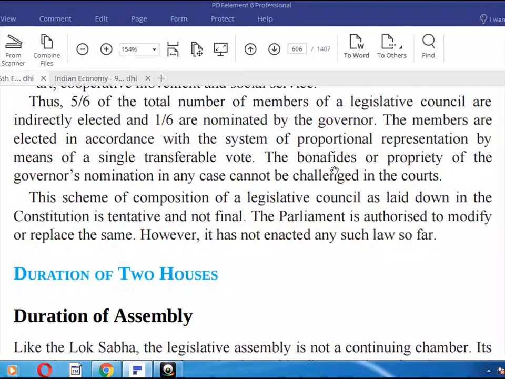That's 5/6 of the total number of members of the Legislative Council are indirectly elected, and the remaining 1/6 are nominated by the governor. The members are elected in accordance with the system of proportional representation by means of a single transferable vote. The validity of the governor's nomination in any case cannot be challenged in the courts. This scheme of composition of the Legislative Council, as laid down in the Constitution, is tentative and not final. Parliament is authorized to modify or replace the same. However, it has not enacted any such law so far.